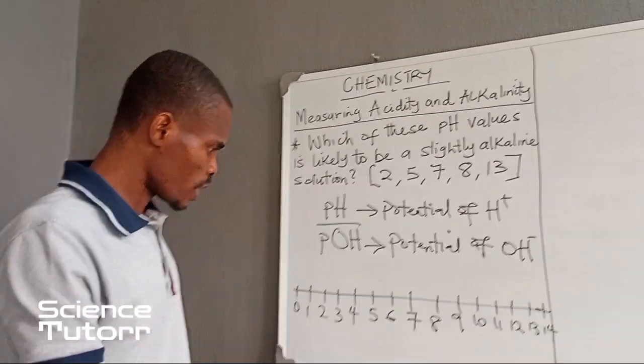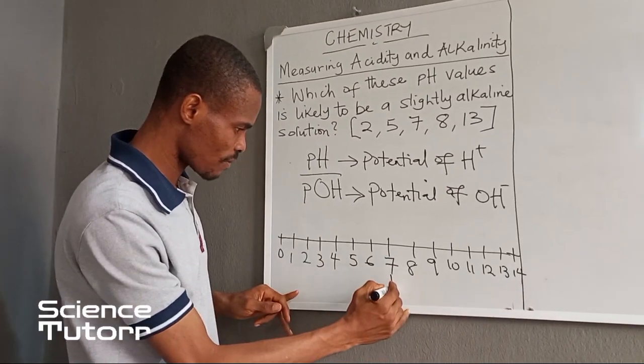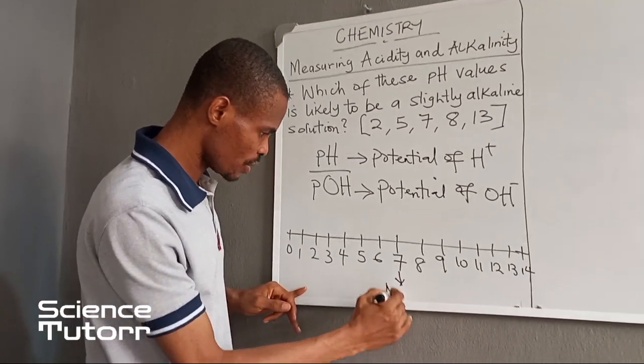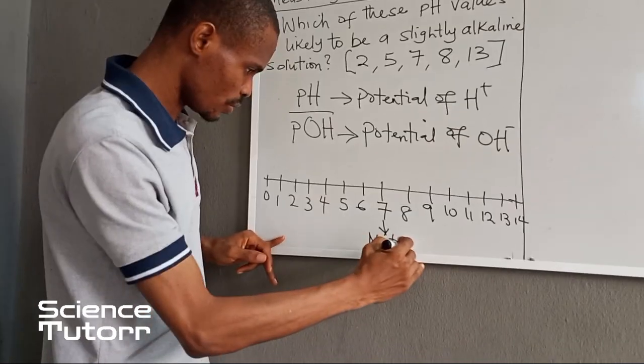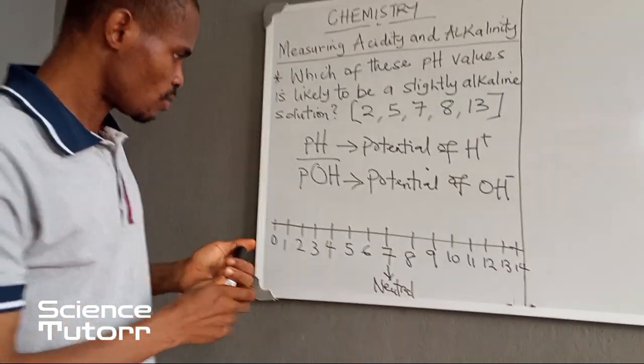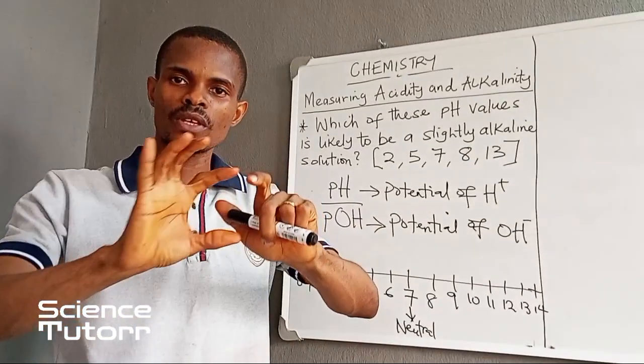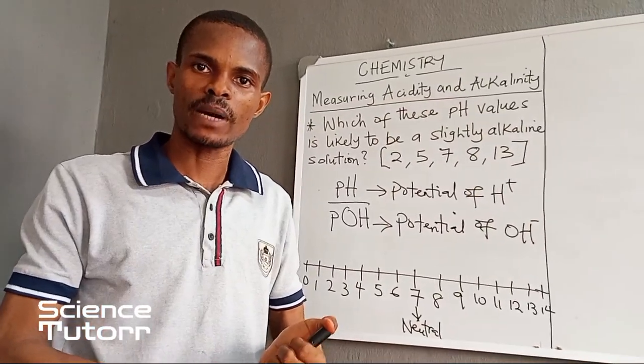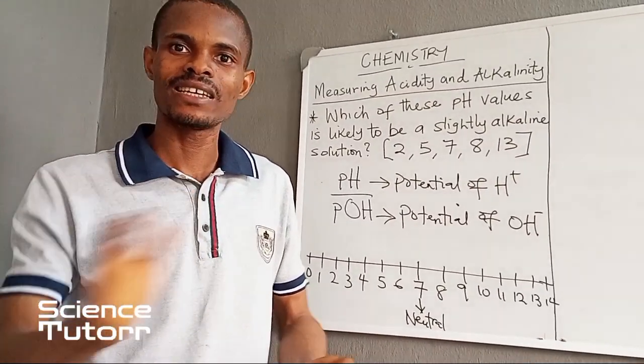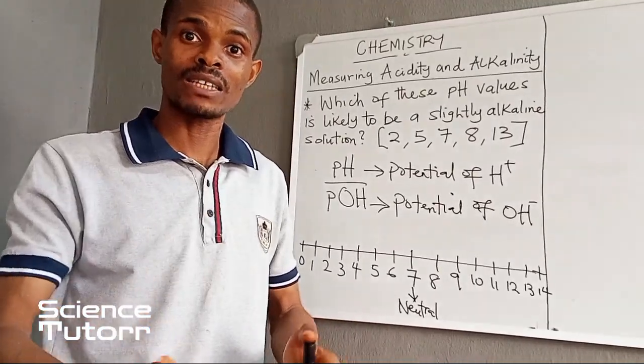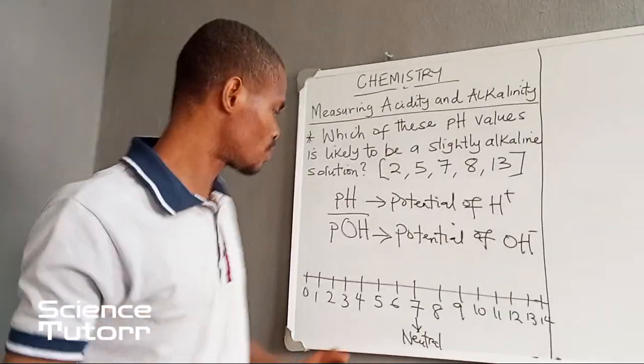Now we consider the number 7 to be neutral. Neutral in the sense that it has no effect on litmus paper. That means it is neither acidic nor alkaline. Alkalinity simply means basicity. Are we together?